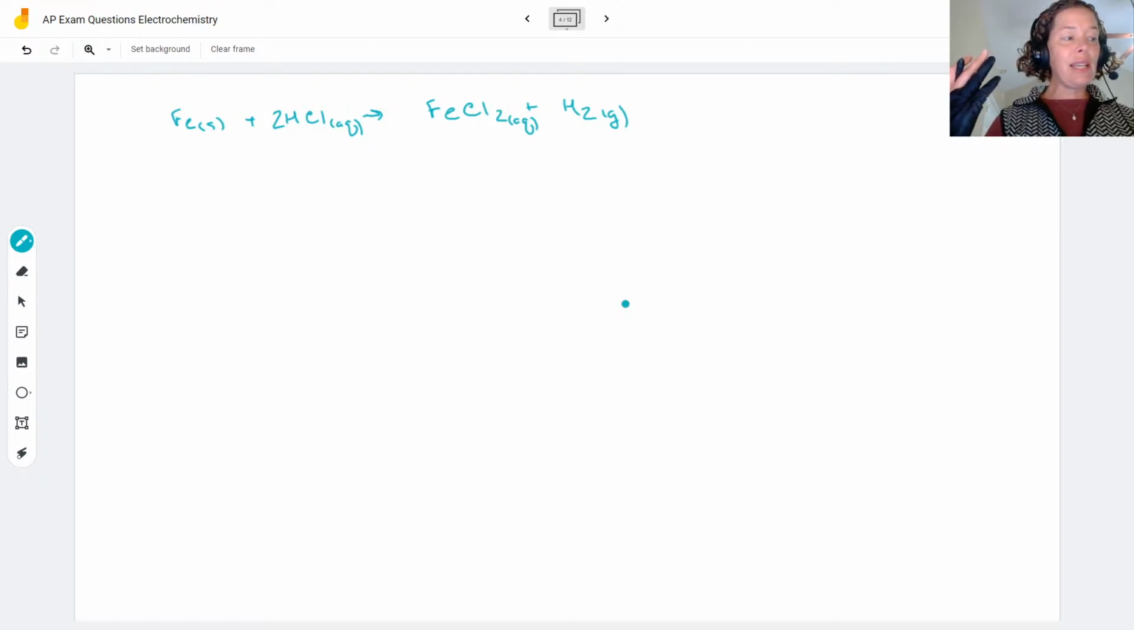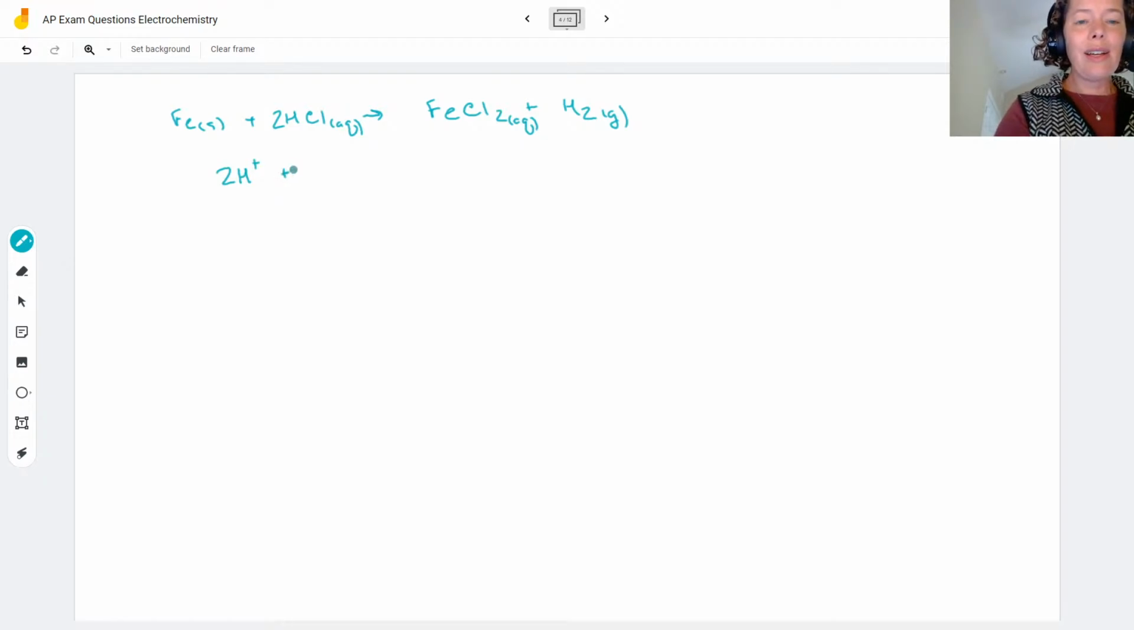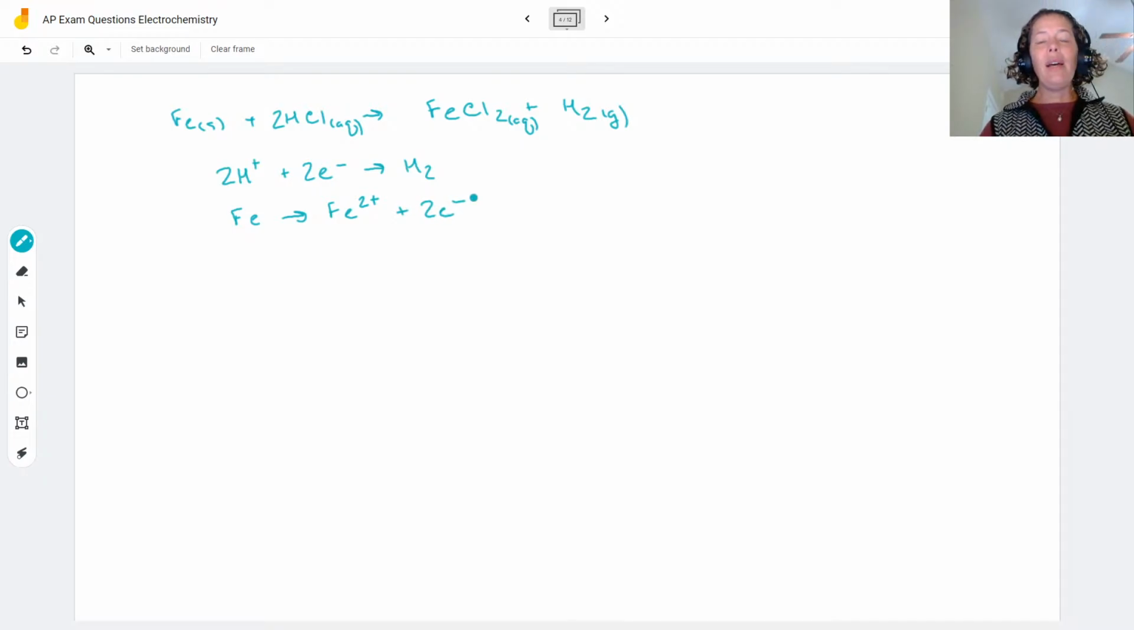So now let's get our two half reactions going. We're reacting our 2H+. This 2 is coming from the balanced chemical equation right here. That's going to be 2 electrons, and that's giving us our hydrogen gas over here. And then we've got our iron, which is starting out as a solid, and it's going to Fe2+, and that is also 2 electrons. Okay. So these are my half reactions that I have pulled from my balanced chemical equation. So my hydrogen, of course, is undergoing reduction.